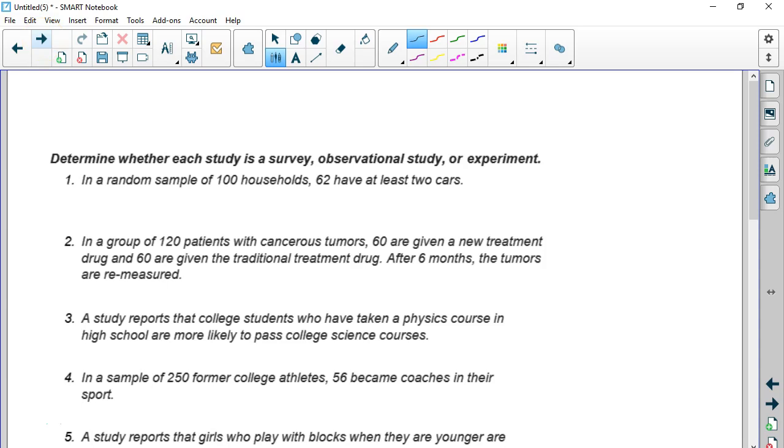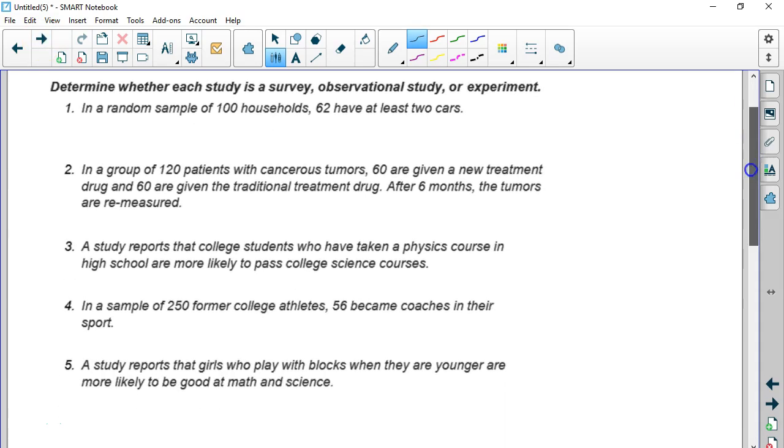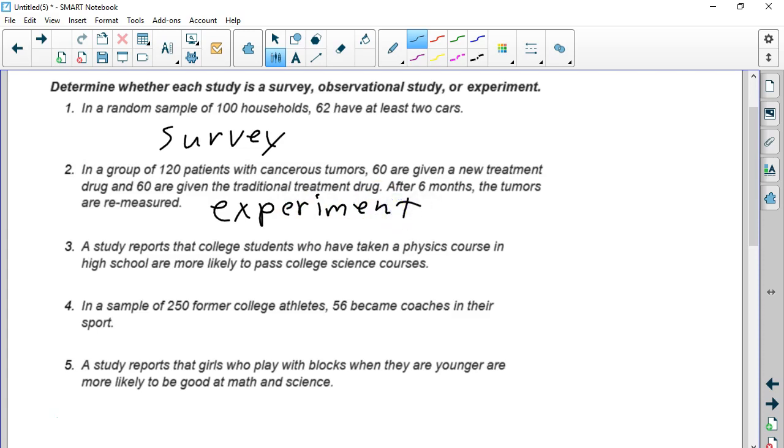Okay. Survey, observational study, or experiment. Random sample of 100 households, 62 have at least 2 cars. That would be a survey. You just send out a survey and say, hey, how many of you have 2 cars? Number 2, in a group of 120 patients with cancerous tumors, 60 are given a new treatment and 60 are given the traditional treatment. After 6 months, the tumors are remeasured. Well, in this case, you're doing an experiment. You're experimenting between 2 different medicines. So it doesn't always have to be a medicine and a placebo. It could be 2 different medications.